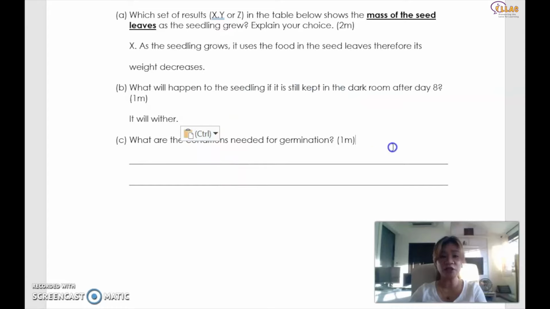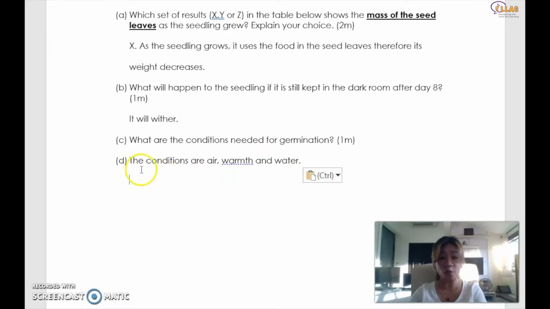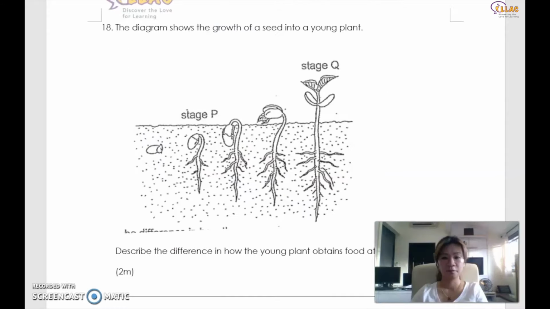So what are the conditions needed for germination? These are the conditions, the 3 items, very simple. It will be air, warmth, and water. Okay, air, warmth, and water. Now let's look at the next question.